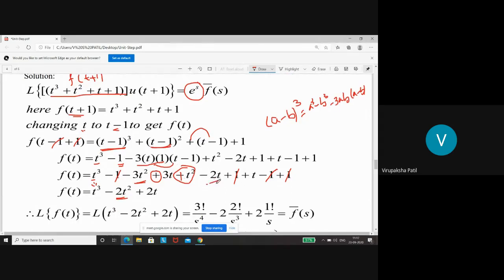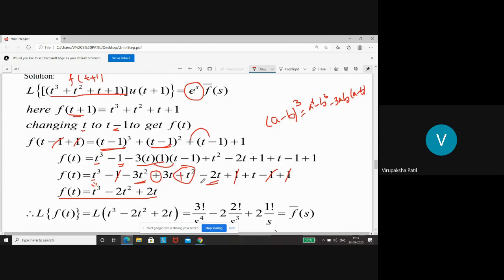Then you are left with only 2t, that you have written here, 2t. This is clear? Please tell me, this is clear, no? So next, this is your f of t. This is your f of t, 3t minus 2t.